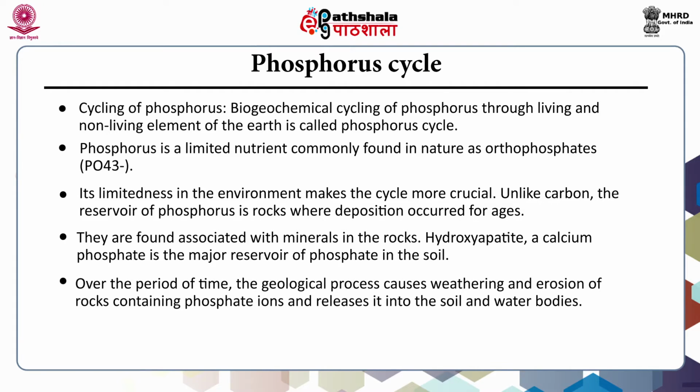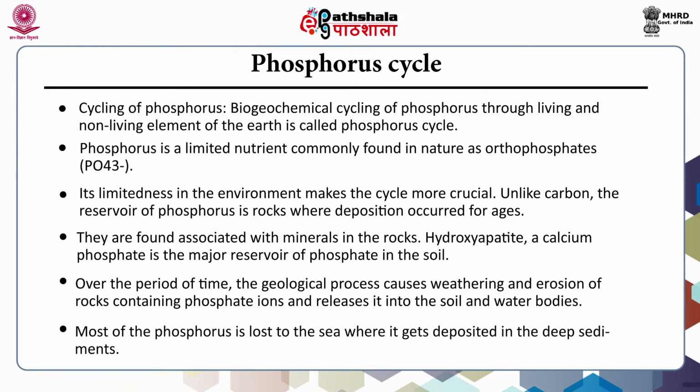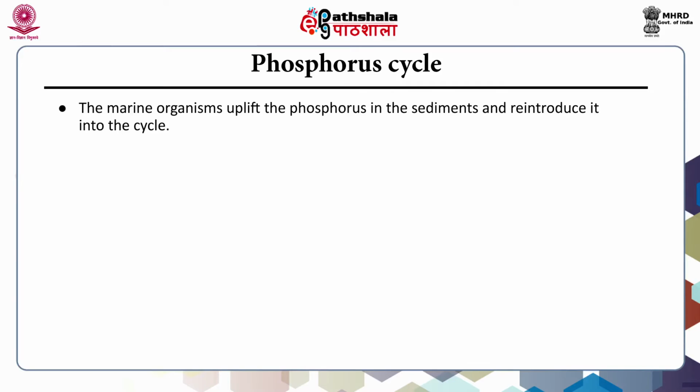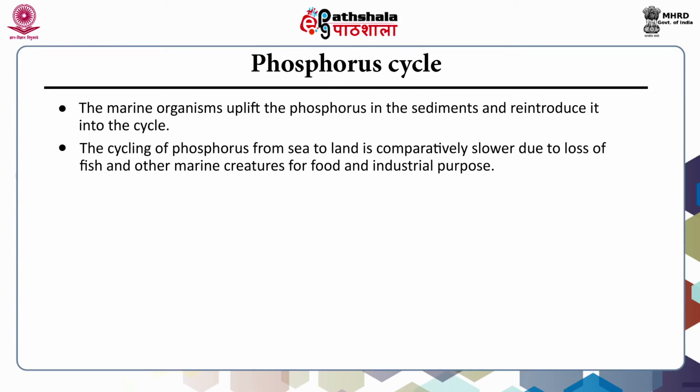Now, over a period of time, geological processes cause weathering and erosion of rocks, whereby the phosphate ions stored in the rock as minerals are released into the soil and the water bodies. Most of the phosphorus is lost to the sea, where it gets deposited in the deep sediments. Marine organisms once again pick up the phosphorus in the sediments and reintroduce it back into the cycle. Cycling of phosphorus from sea to land is comparatively very slow due to the loss of fish and other marine creatures for food and industrial processes.